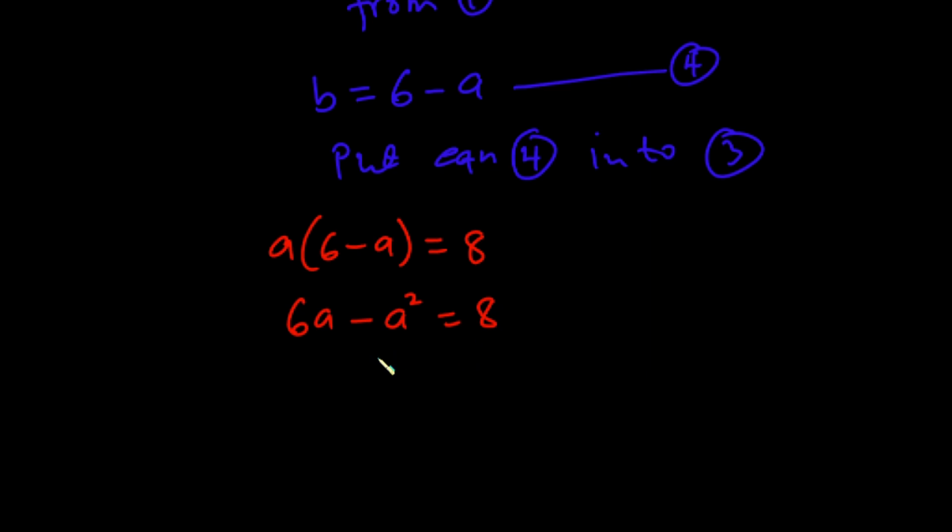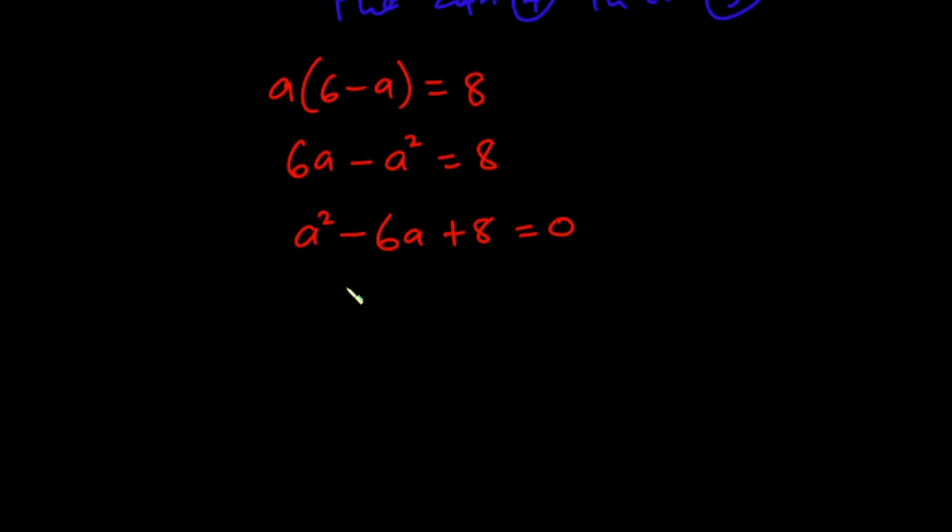Since we have a quadratic equation, let's equate everything to 0. So we're going to have a squared minus 6a plus 8 is equal to 0. This is a simple quadratic equation, so let's use factoring method for this. Let's find two factors that when we multiply them, we'll be getting positive 8, but when we sum them up, we'll be getting negative 6. And the factors are negative 4, negative 2.